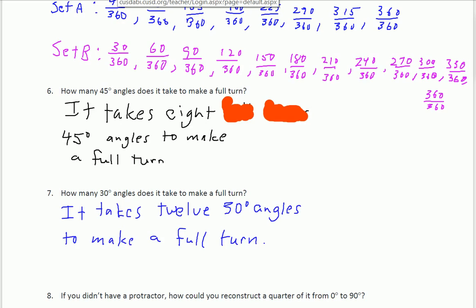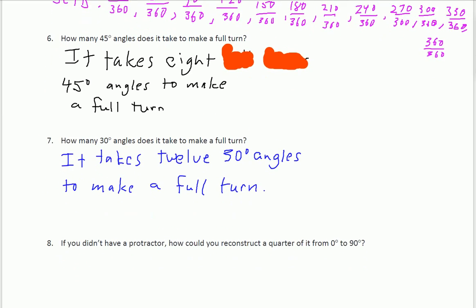Alrighty, how'd you do? Well, actually, all you had to do was count up how many of the 45 degree angles we had in our number 5. If you count them up, there's going to be 45, 90, 135, 180. Just count the whole list there, and there's 8 of them. Then you count up how many in set B, and you have 12. So it takes 8 45-degree angles to make a full turn, and it takes 12 30-degree angles to make a full turn.